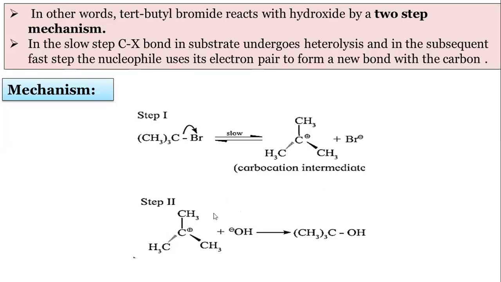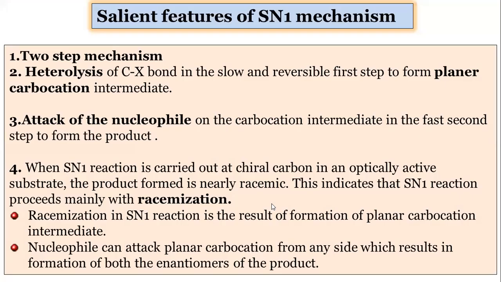Carbocation is formed, and in the second step, OH minus attacks the carbocation from any side, and we get the product tertiary butyl alcohol. There are also some salient features of the SN1 mechanism.